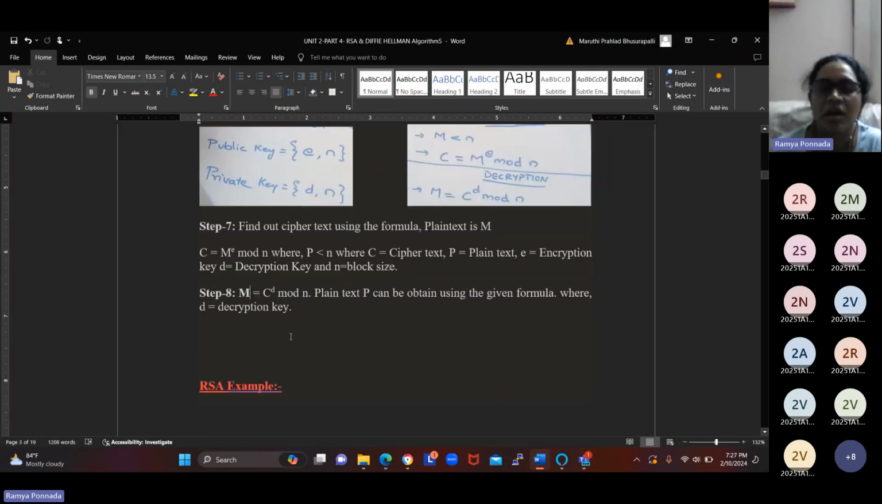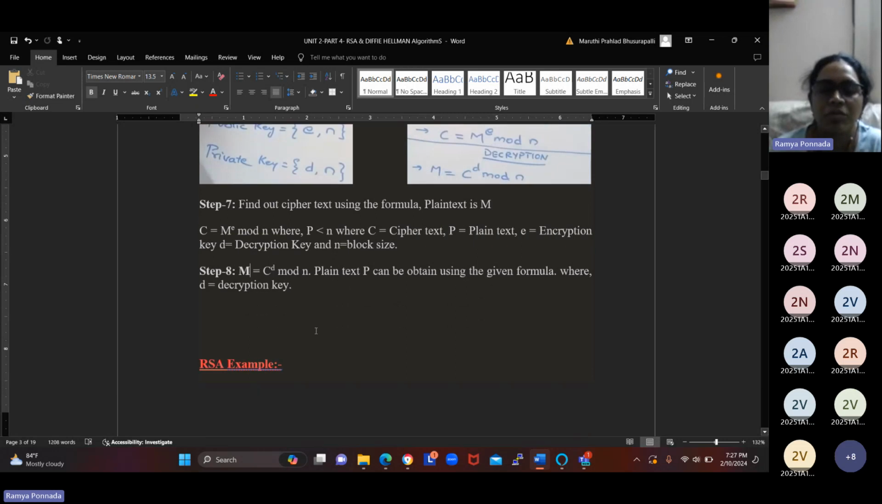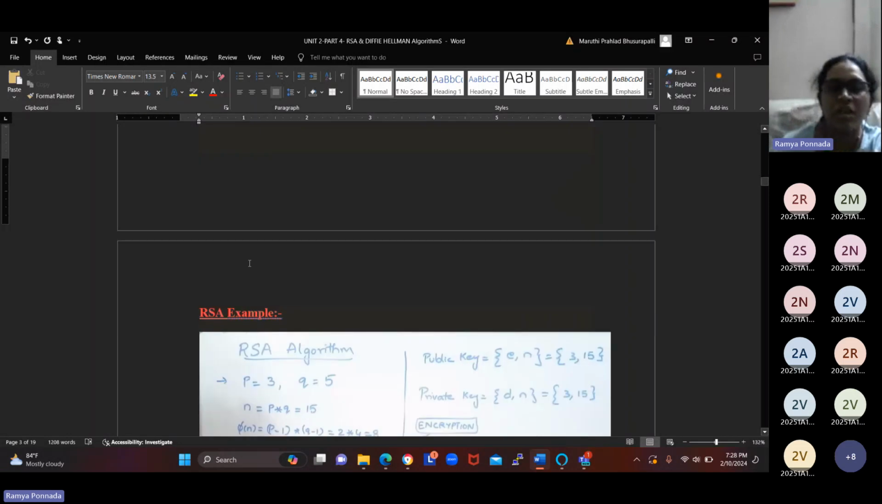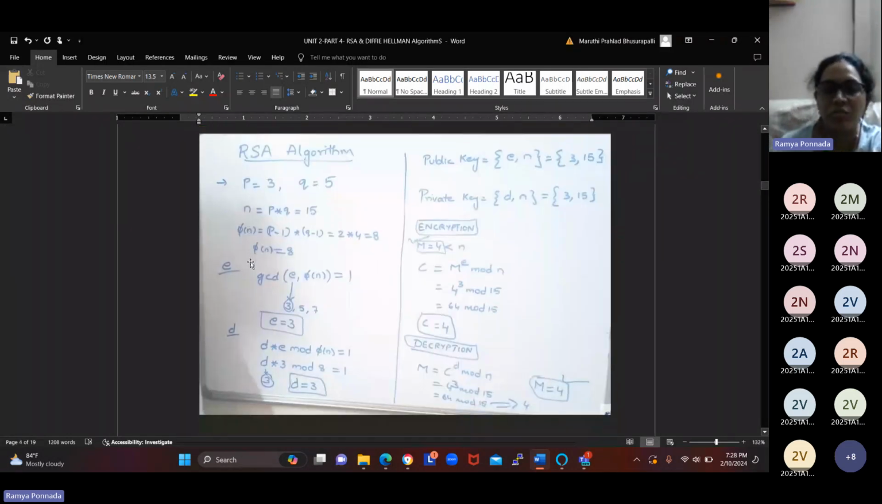Step number 7 and here 8. Okay, so this is going to be the algorithm. Now we are going to see the example of how it is solved. Initially you take the p value and the q value, both should be prime numbers. Then as part of step number 1, you calculate p into q, which is going to be 15.